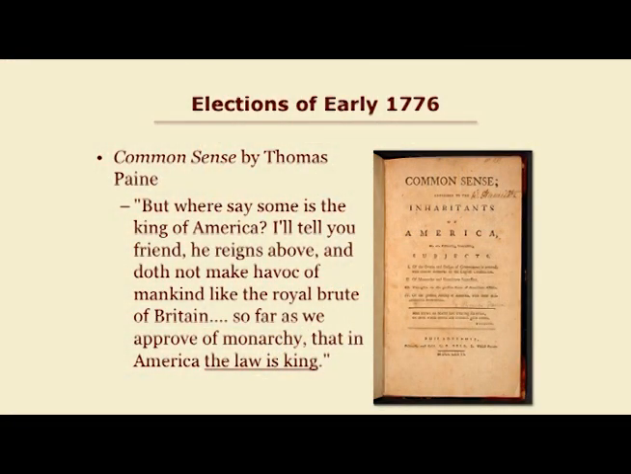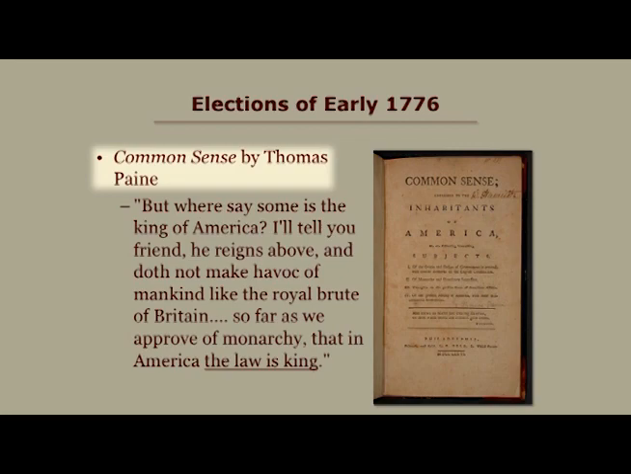Prior to those elections, a book came out. It was a small pamphlet type book written by Thomas Paine. It was called Common Sense. And in this pamphlet, Thomas Paine, a recently arrived Englishman, just lambasted King George on a personal note and the British government in general.